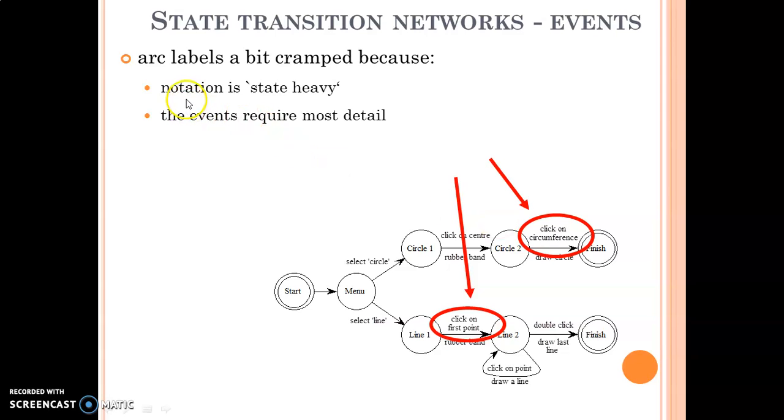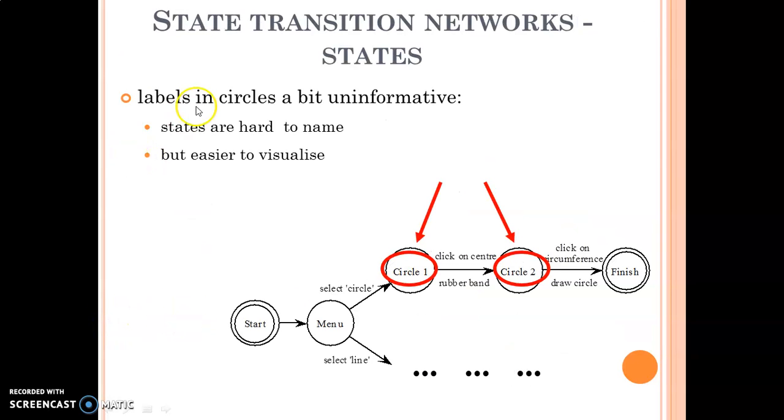So the notation is state heavy, and the events require most of the details. This is a compulsory part which is expected. The labels and circles are a bit uninformative, so we don't know what is actually circle 1 and circle 2. It should have been written properly. States are hard to name in some cases but are easier to visualize.